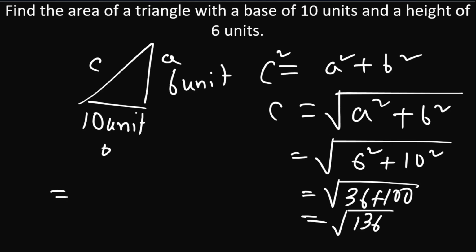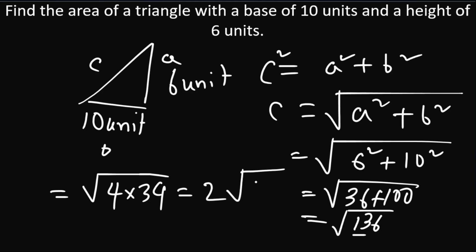Now we need to solve this. So it's 136. 4 times 34 equals 136. So it will give me 2 square root of 34 units.